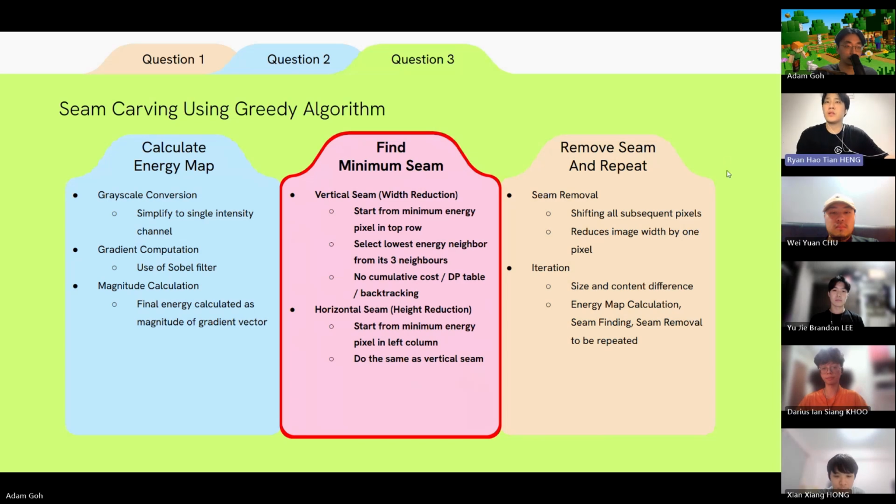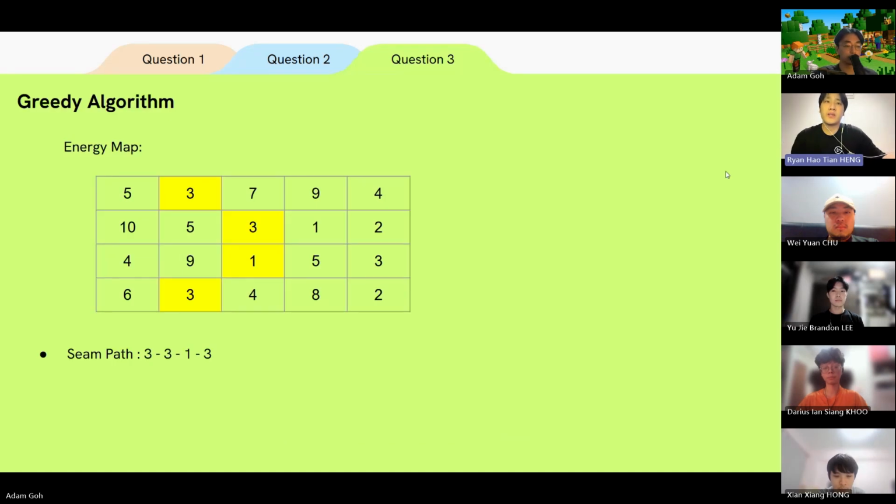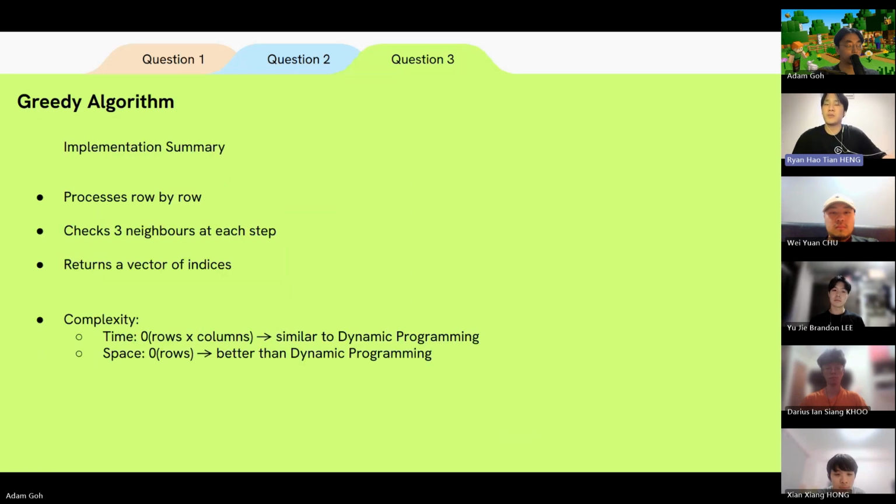Thank you, Darius. So, as mentioned before, next slide. The algorithm works by going row by row, then checking for the seam with the lowest energy. In this example, we can see that for the first row, the lowest energy would be the one with 3. From there, it will move on to the next row and check its neighbors. And the lowest energy, in this case, is 3 as well. So it will just carry on till the end, where the path will end up being 3, 3, 1, 3. Next. The time complexity is similar to dynamic programming, while space complexity is slightly better than dynamic programming.